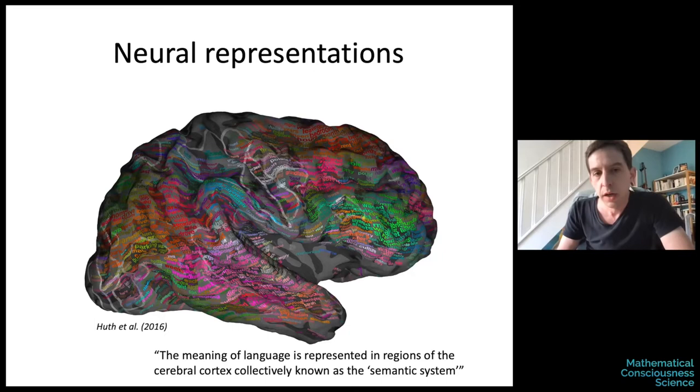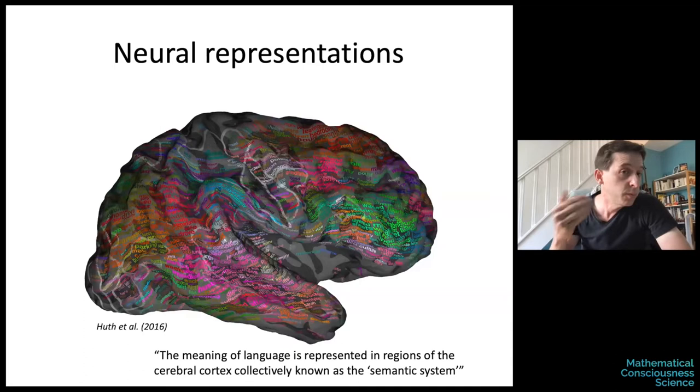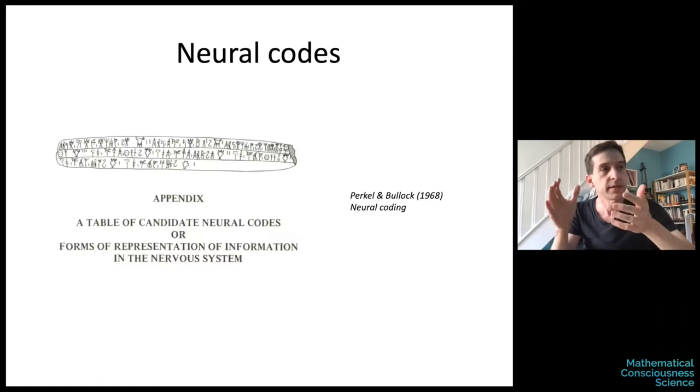And in what sense do these areas represent the meaning of words? Well, technically, these areas activate when those words are heard, statistically. So it's a correspondence between something in the world, the words, and something in the brain. And this technical sense of a correspondence is the concept of a neural code.